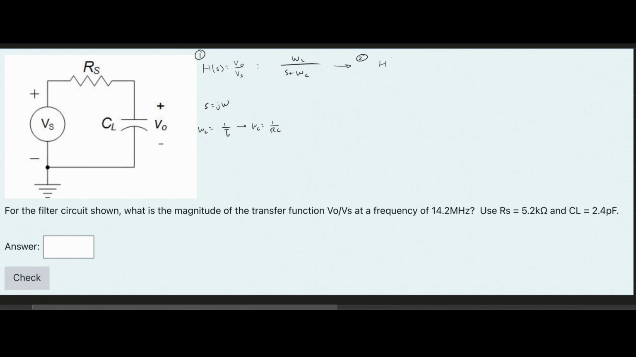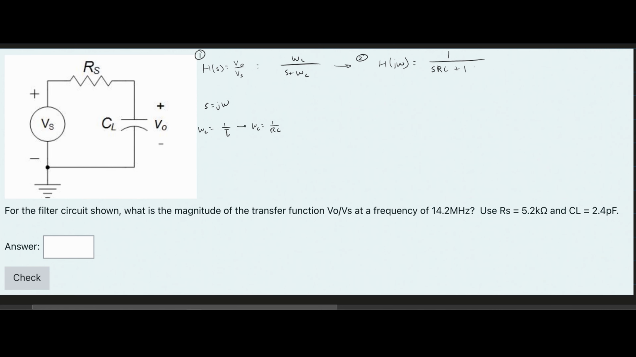So we're going to have H(jω) equal to, and before we do anything, we can notice that we're going to plug 1 over RC into both of these omegas. Well, that's going to be 1 over RC over S plus 1 over RC. And what we can do is multiply everything by RC. Then we're just going to get 1 on the top, and on the bottom we're going to have S times RC plus 1.